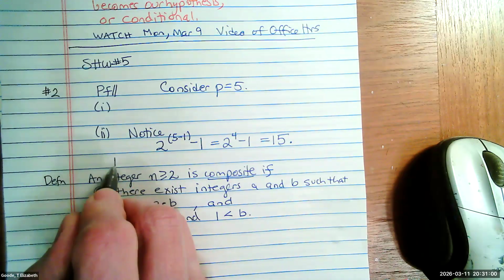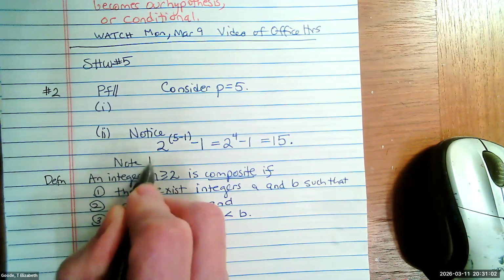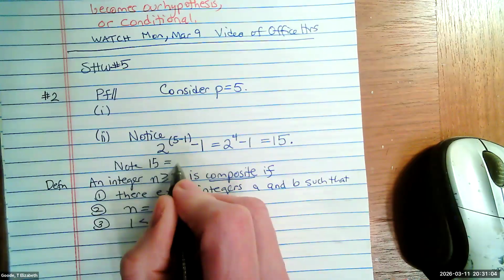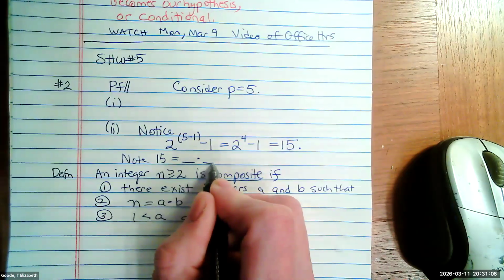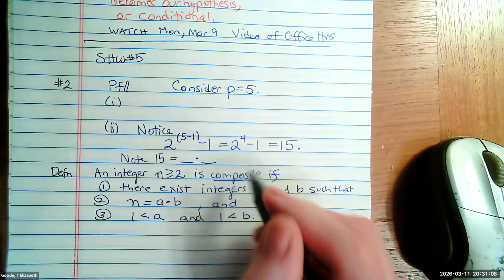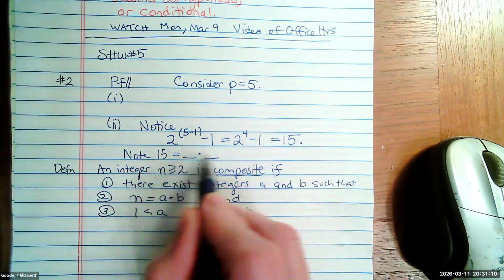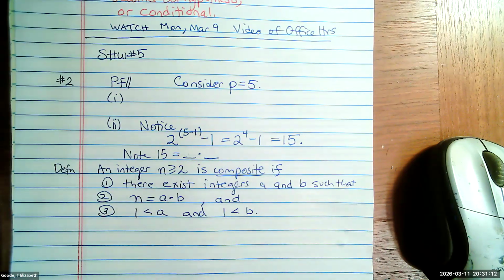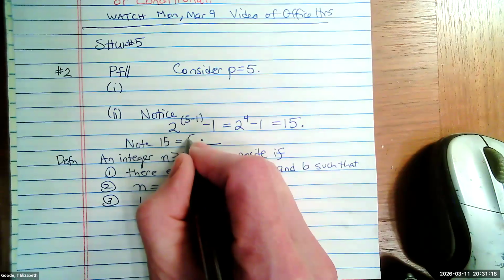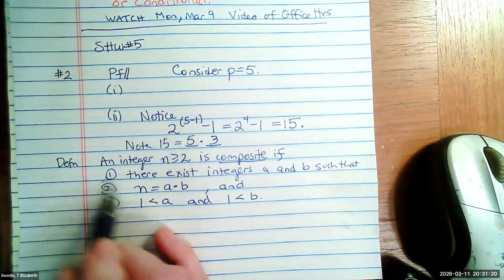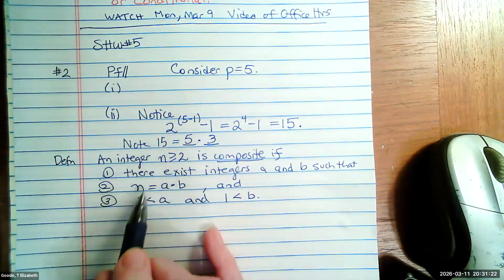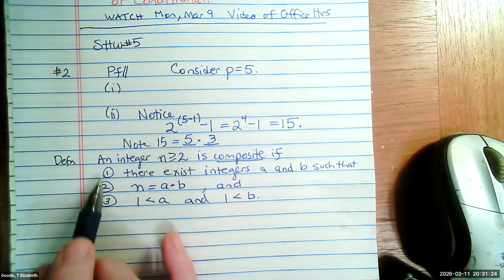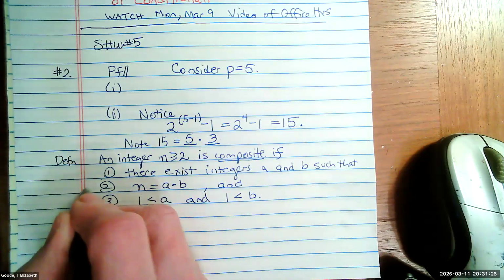So you can say, note 15 is equal to your a times your b, right? Which are the two factors you're thinking about? 5 and 3. Yes. 5 times 3. So that's part 2 done. You've got n equal a times b. See, it's helpful to check this list off, right? You got that one.